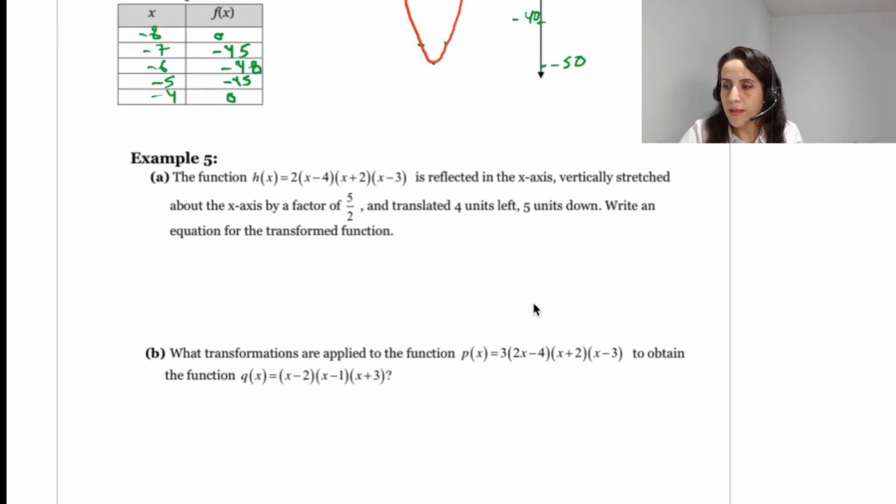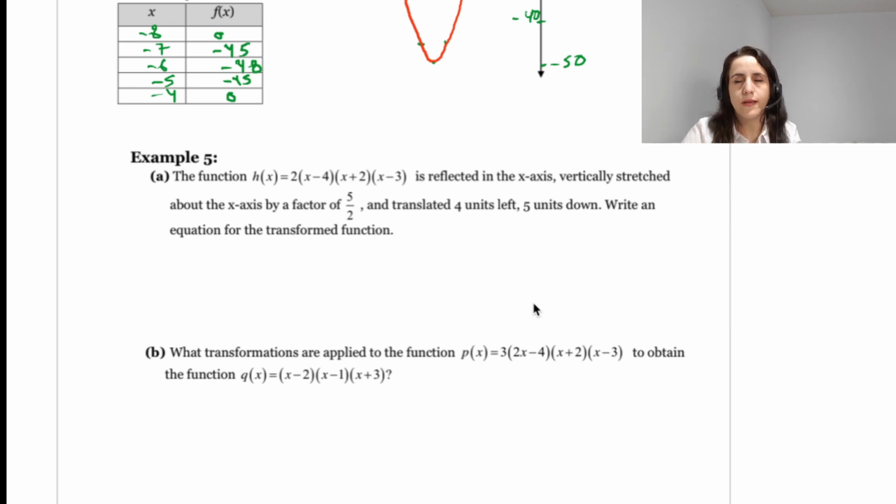Here there's an example that can be a little bit of a thinking question for this part. The function is reflected in the x-axis. Then I know that I have to have one negative on the top, at the left side. Vertically stretched about the x-axis by a factor of 5/2, and translated 4 units left, 5 units down. Write an equation for the transformed function. What do you think? How can I do this question?